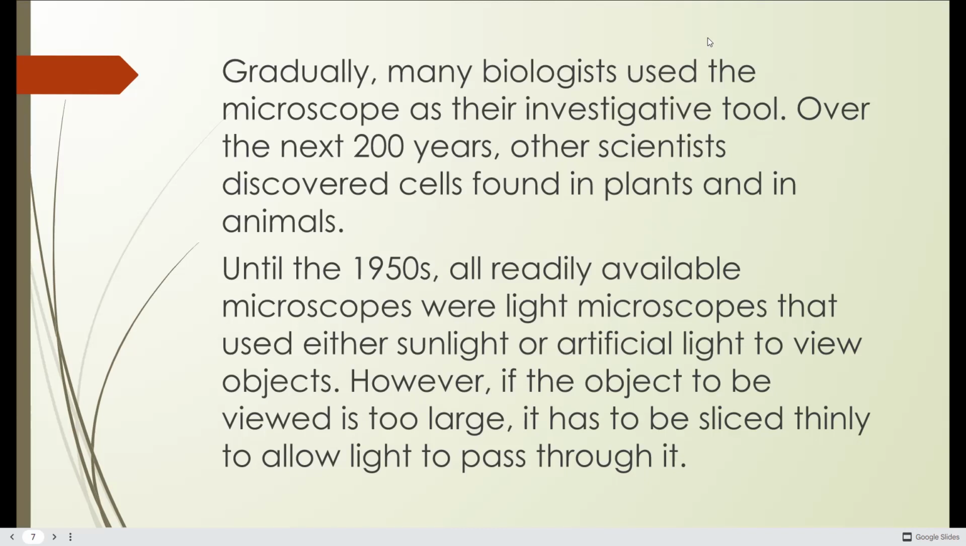Up to the 1950s, all microscopes were light microscopes that use either sunlight or artificial light to view objects. However, if the object to be viewed is large, it has to be sliced thin. If we have a light microscope, they use a mirror, or they use electricity. We have one electric microscope, the mine, and we have two mirror-type light microscopes, which use sunlight or artificial light.